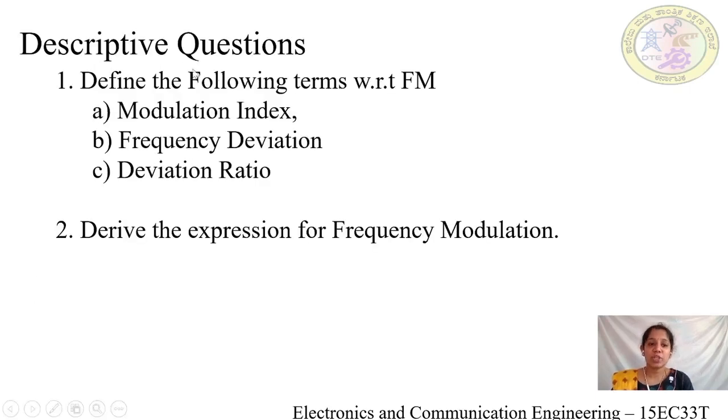What are the descriptive questions that may be asked from this session? So the first question is, define the following terms with respect to FM. What is modulation index? Yes, modulation index is defined as the ratio of frequency deviation to the frequency of the modulating signal. That is modulation index. And frequency deviation is the change from the center frequency, that is fc. It may be either an increase or decrease in the frequency from the center frequency, that is known as frequency deviation.